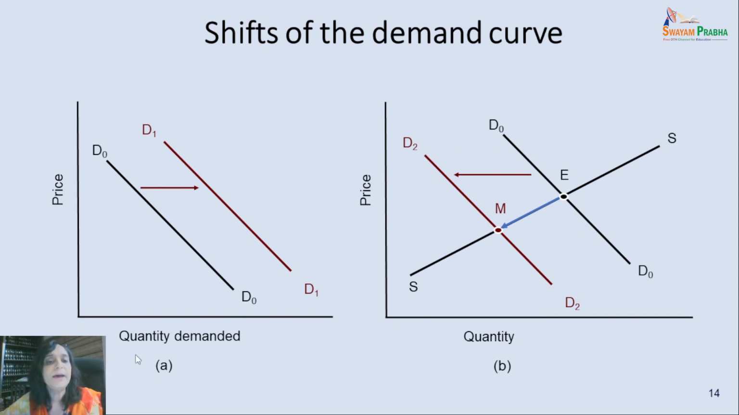In the A panel, it is an outward shift because the demand for the product has increased, as factors other than the price were in its favor. Whereas in panel B, we see a shift inside from D0 to D2 because the reverse has happened. Income of the consumers has decreased. Tastes and preferences are not in favor of this product. Population has decreased. Price of related goods has changed. So we see an inward shift of the demand curve.